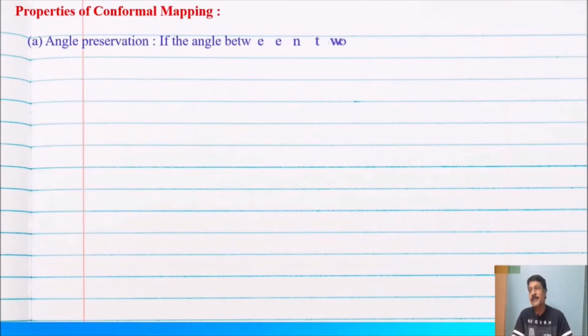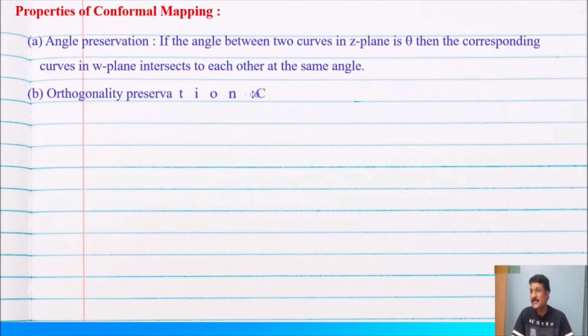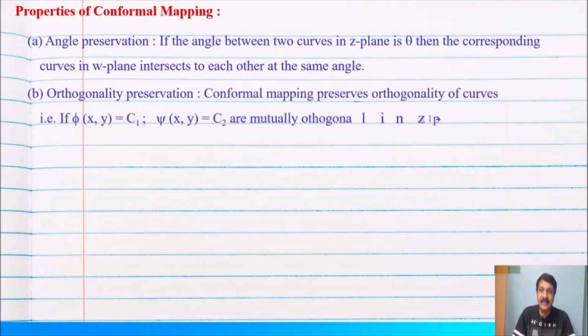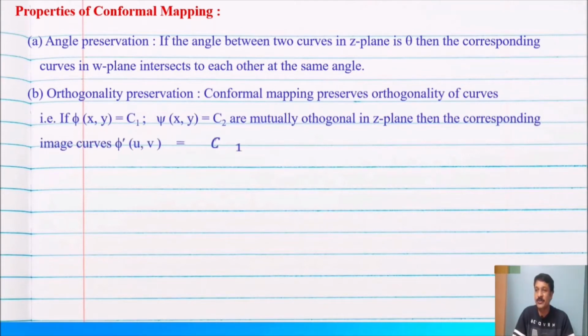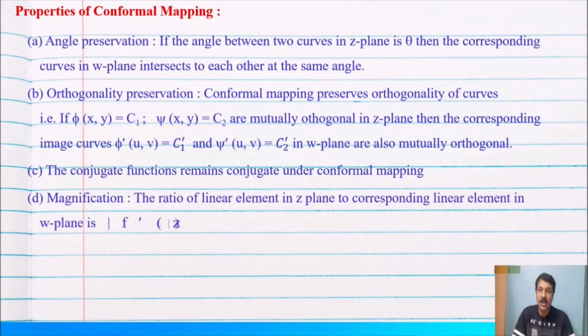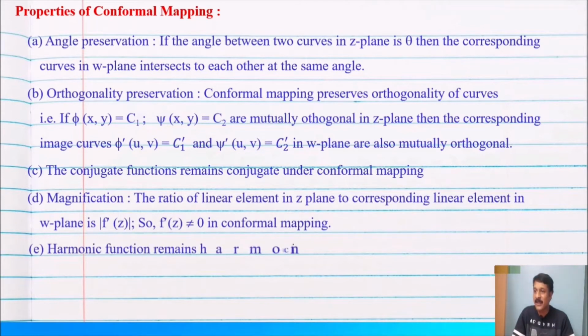So there are some properties of the conformal mappings. First is the angle preservation. If the angle between two curves in Z plane is theta, then the corresponding curves in W plane intersect each other at the same angle theta. Orthogonality preservation: the conformal mapping preserves orthogonality of curves. That is, if phi(x,y) equal to c1, psi(x,y) equal to c2 are mutually orthogonal in Z plane, then the corresponding images phi dash(u,v) equal to c1 dash and psi dash(u,v) equal to c2 dash in W plane are also mutually orthogonal.